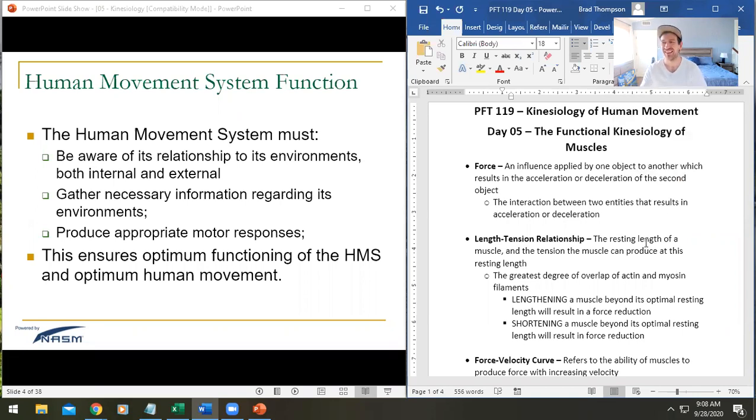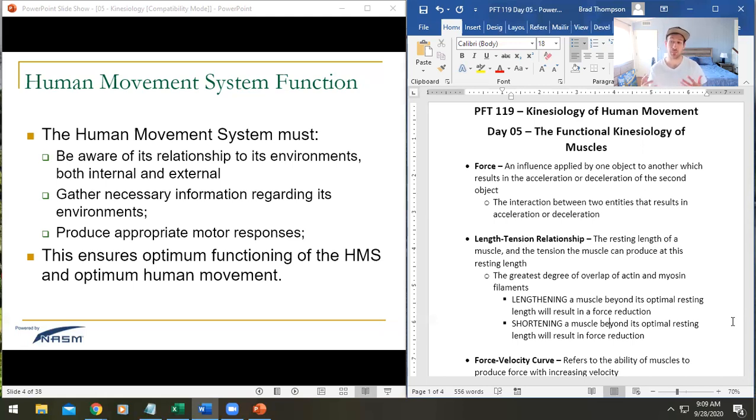Yeah. All right. So the human movement system has to, we've already talked about this, be aware of its environments, both internally and externally, right? And in order to do that, it needs to gather the necessary information from both of those environments in order to produce the appropriate responses. So the information coming in has to be good information. And if you have sensory receptors that just aren't very sensitive, you might not have adequate information coming in. So in order to ensure proper info coming in, we need to train our nervous system for that. And then you might have improper movements going out, the improper type of movement going out on the other side of things, right? So we need to make sure that we adjust for that as well.